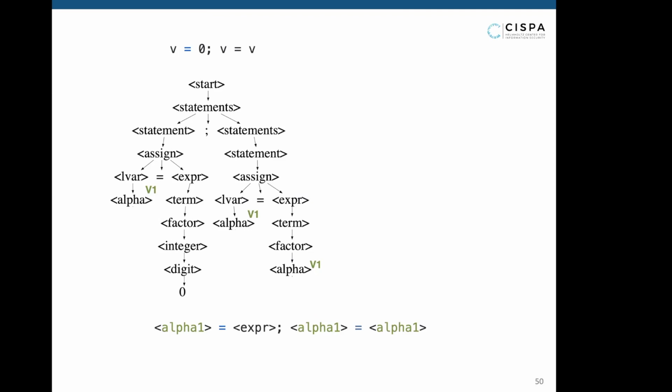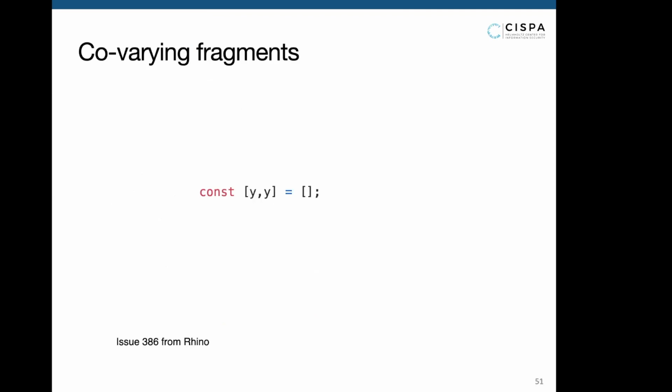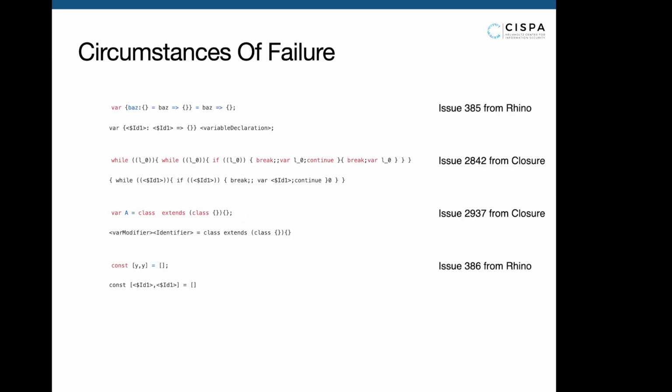For example, here is an issue from the Rhino JavaScript interpreter. Constant square bracket y comma y is a square bracket, an empty square bracket. And you can see that this actually contains such kind of patterns. And we can actually successfully generate the abstract patterns from even these kinds of inputs. And of course, the DDSET algorithm works really well on the real world faults that we inspected. These were the examples that we looked at earlier, and these are the abstract patterns that we generated out of these bugs.